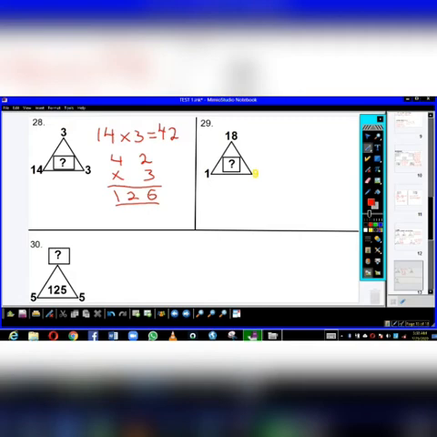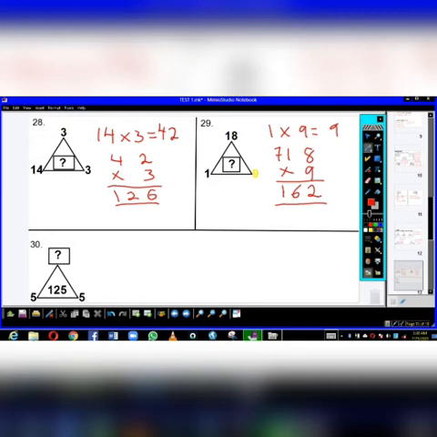Now let's proceed to 29. 1 times 9 is equal to 9. 18 multiplied by 9. 9 times 8 will give you 72. Write 2 and carry 7. 9 times 1 is 9. Then 9 plus 7 that we are carrying will give us 16. So our answer is 162. Now let's proceed to number 13.